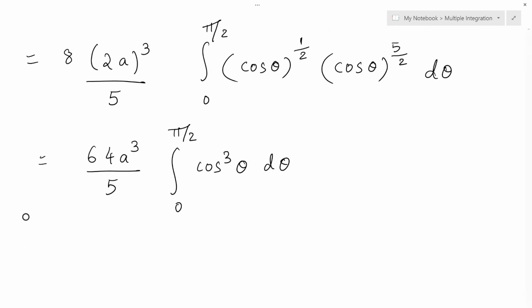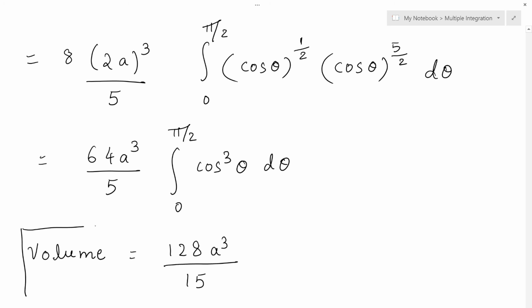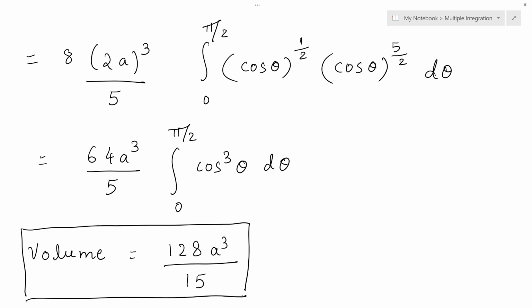Okay, we have the reduction formula. After you use the reduction formula and simplify, your final answer should be 128 a cube by 15. You can check the answer by applying the formula. We have done that earlier also. So this should be your answer. The sum is too easy. Again with the same logic, we found out and then we found the double integration.